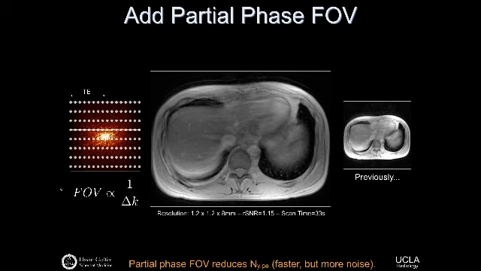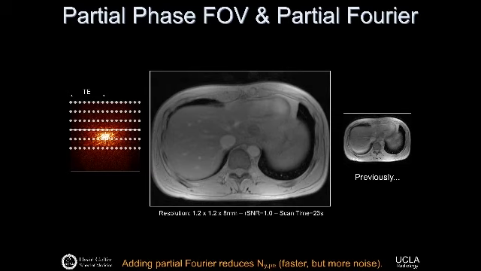And again, the topic here was about how we can play tricks in K-space to improve the image quality or reduce the protocol time. Another possibility is using partial phase field of view, the reduced field of view approach, the rectangular field of view approach that we already used, in combination with what we call partial Fourier.